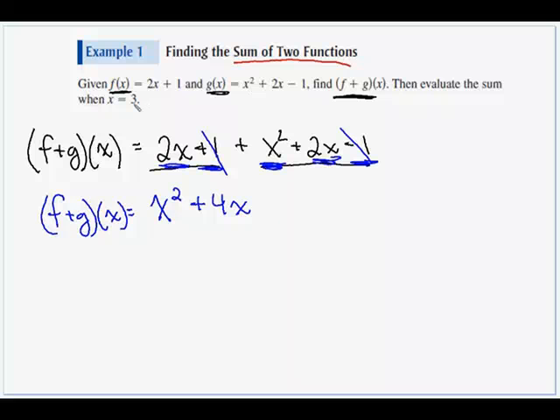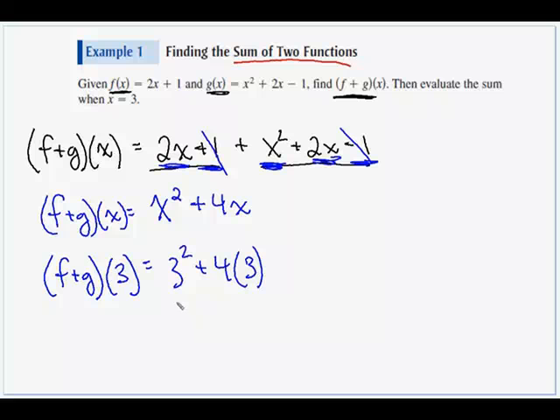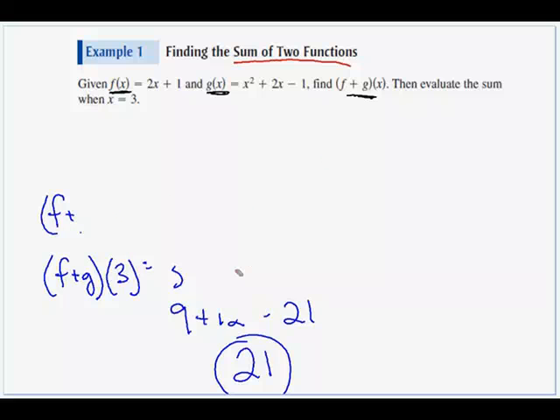And we want to evaluate that sum at x value of 3. So f plus g of 3 is equal to 3 squared plus 4 times 3, which is 3 squared is 9, 4 times 3 is 12, and if we add those together we get 21. 21 was our final answer, and we plugged a 3 through both functions.